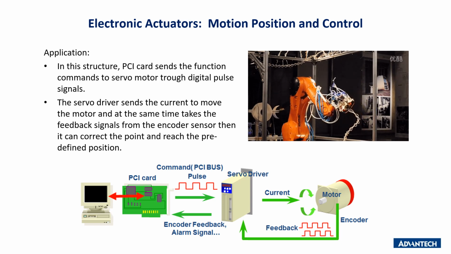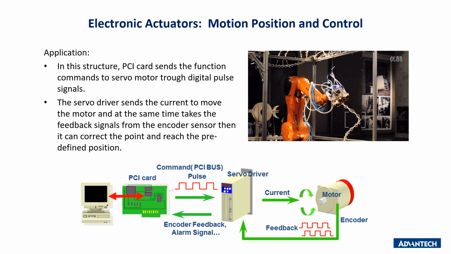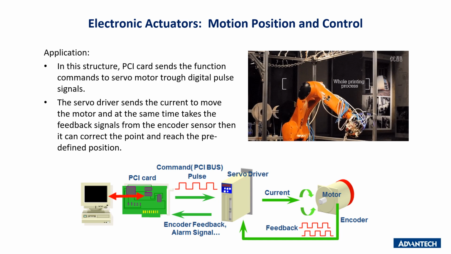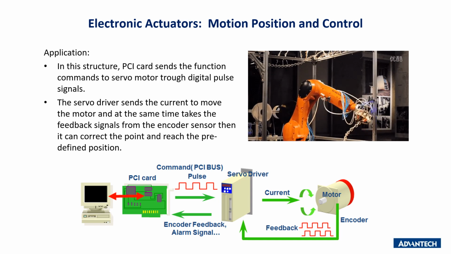At the same time, the servo driver takes the feedback signals from the encoder sensor, so it can correct the point and reach the predefined position. In short, the servo driver takes advantage of closed-loop control to manage the servo motor to reach the predefined position accurately.